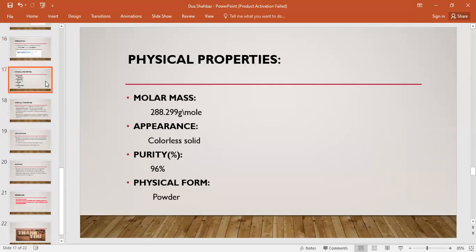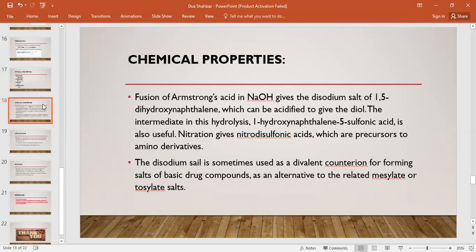As we discussed above, there are two types of properties, physical and chemical properties. First of all, we discuss the physical properties. Molar mass, 288.299 gram per mole. Appearance, it is a colorless solid. Purity, it is 96% purified. Physical form, it is in the form of a powder.